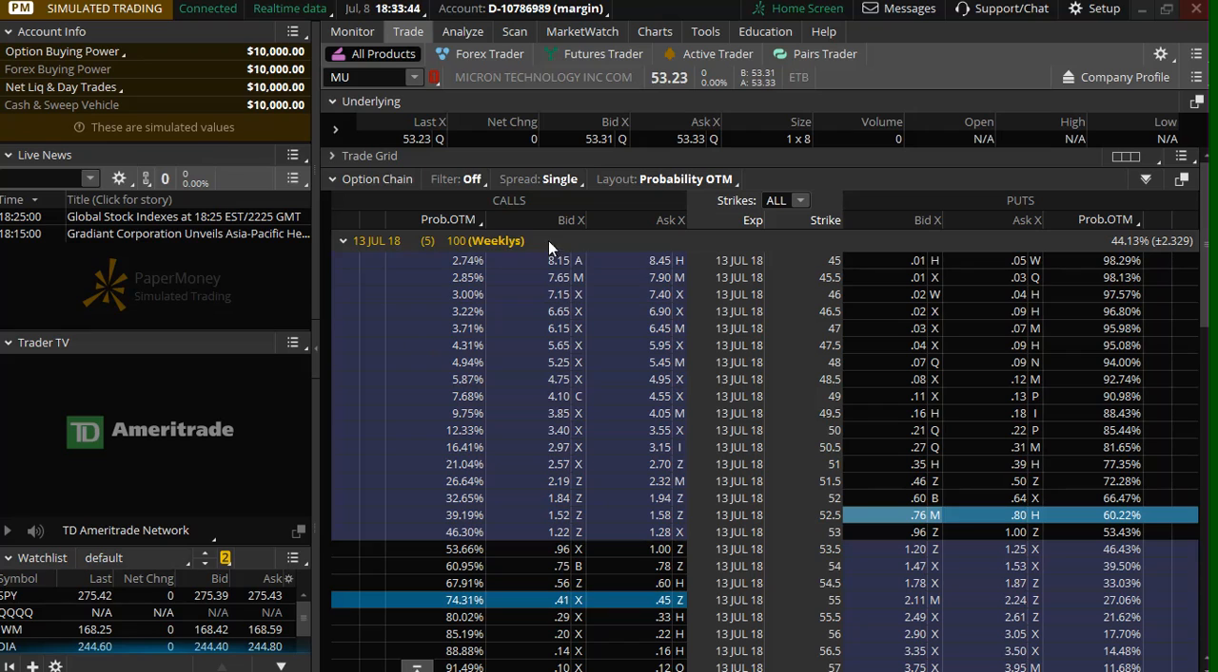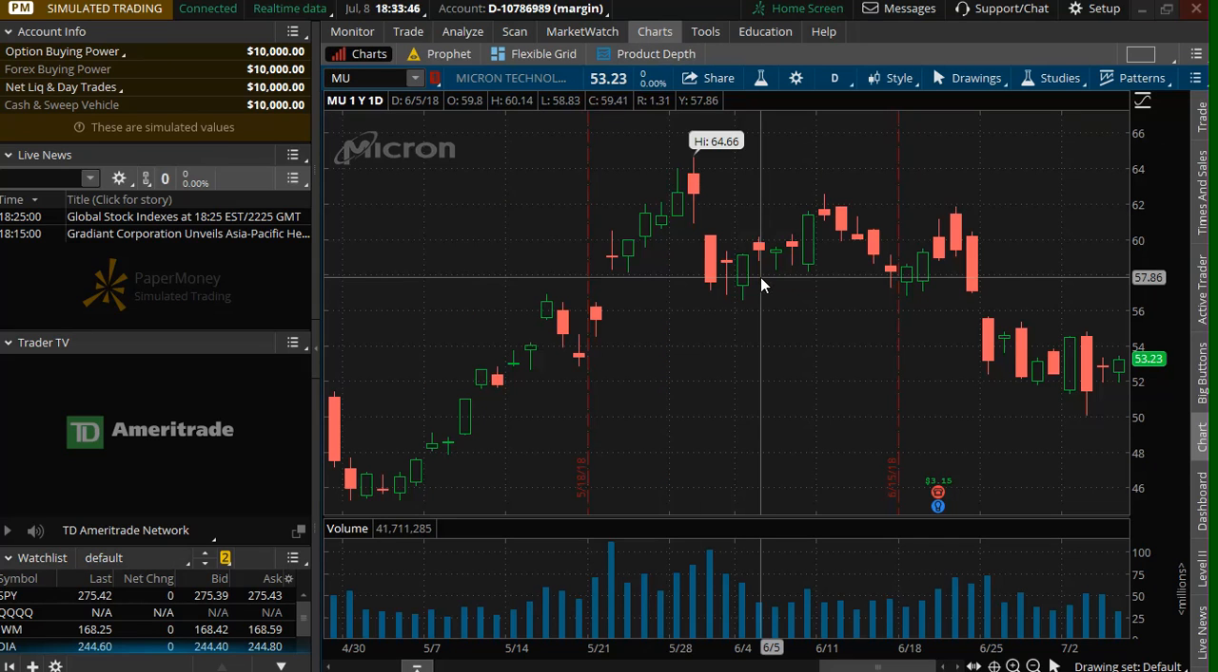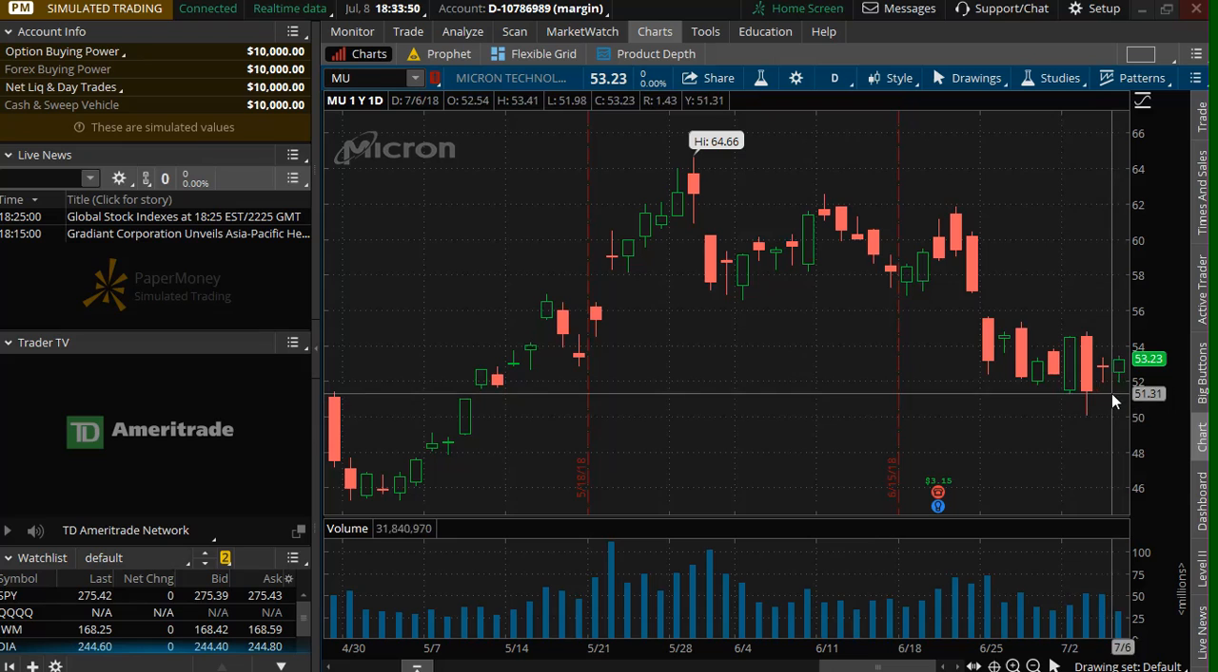So an example of that would be, let's take Micron Technologies. If I'm bullish on Micron Technologies and I think they could go up, if I wanted to sell a credit spread on them, I would pick a price below the current market price of where I think Micron will not drop to.